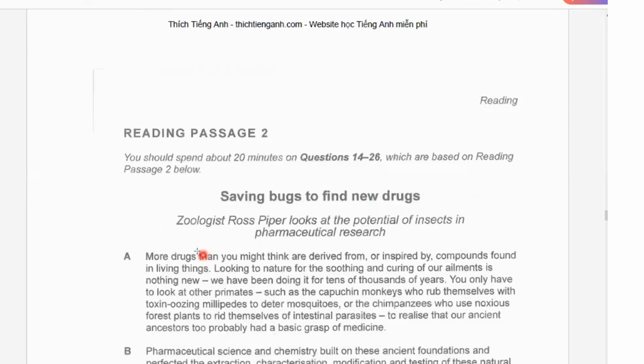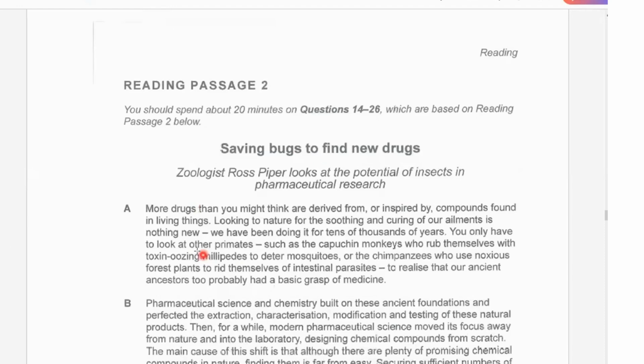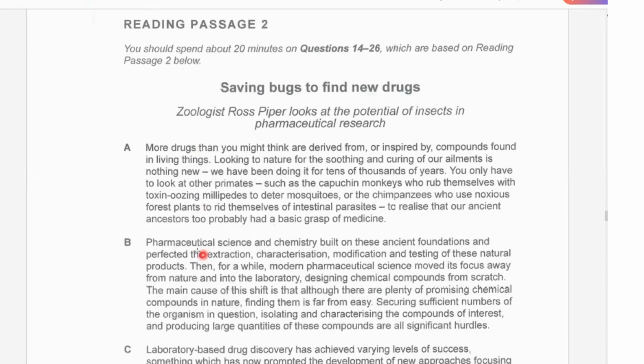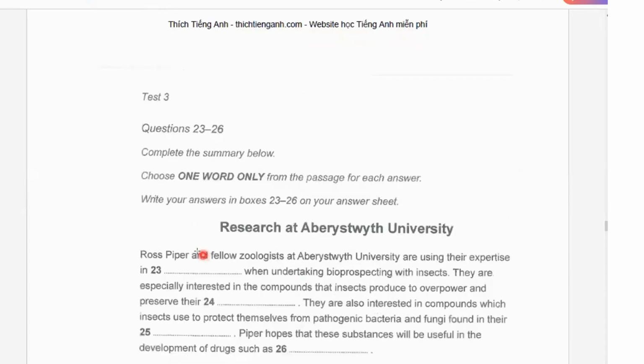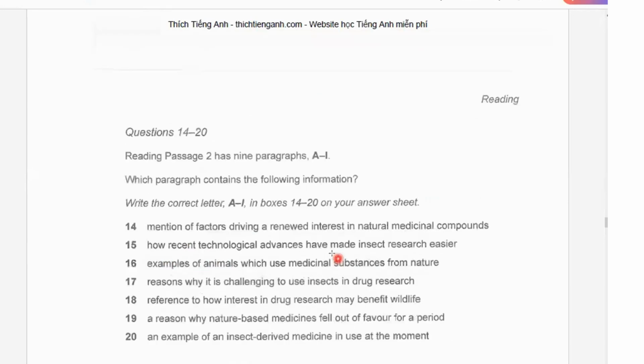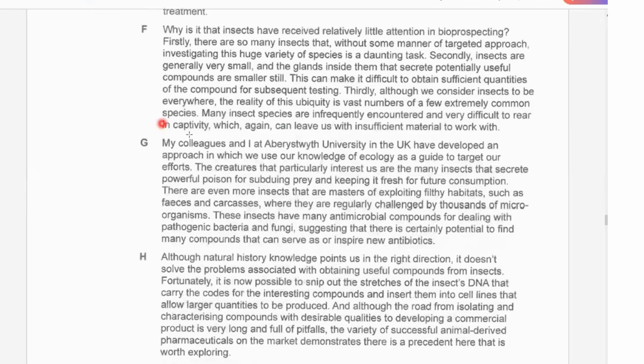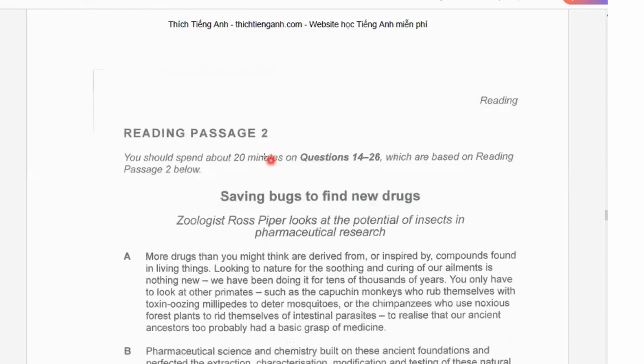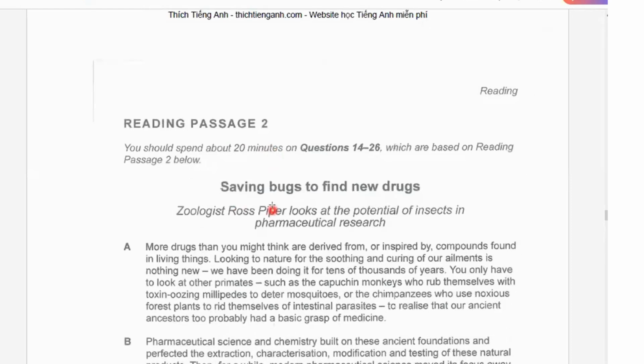Who wrote this passage? I need to go back. Hold on. Ross Piper and fellow zoologists at Aberystwyth. My colleagues and I. So I'm assuming, oh, see Ross Piper here at the beginning, under the title. Can you see it, everybody? If you can see what I'm pointing at, let me know. Type in the chat box. Can you see Ross Piper? Can you see the name here?